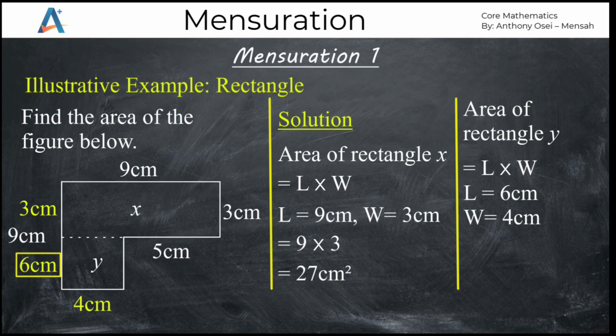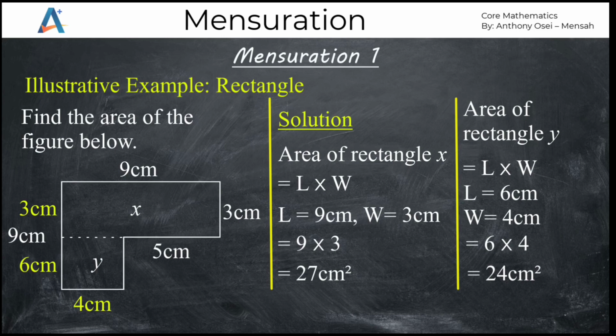So it will change to 6 because the total length is 9. So that is how it is. So we have the length at 6 and then we have the width at 4. So let us go ahead and get the area. Now the area will be equal to 6 times 4. So the area of the rectangle X should be 24 centimeters squared.